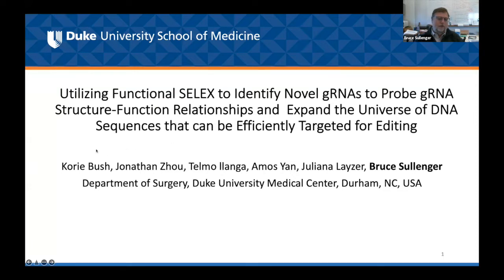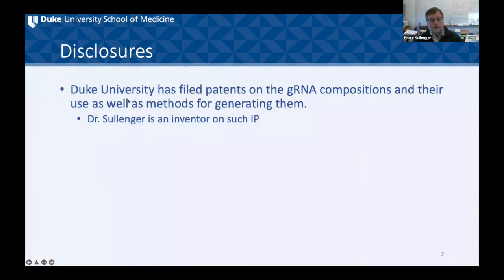And the work I'm going to describe for you today was really spearheaded by an excellent grad student who's getting ready to finish, named Corey Bush, with help from two other graduate students, Jonathan Zhao and Temo Lalanga, and also with some support from two great research scientists, Amos Jan and Juliana Laser. And as Neboisha mentioned, we're all at Duke University. So, quick disclosure: Duke has filed patents on the compositions of guide RNAs I'm going to mention, as well as their use, and finally the methods of generating them, and I'm listed as inventor.